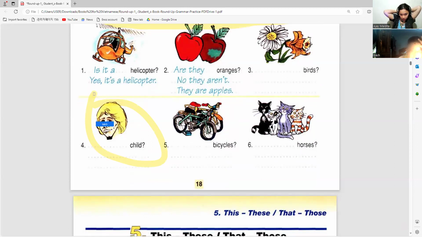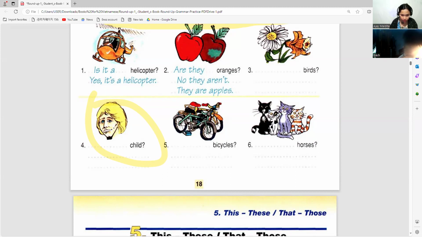Is it the child? Wang Bak? Okay, look at number four. Is it the child? He is a child. Not child. Child. No, he isn't. He is old. Old. Okay, number five, what's your answer?